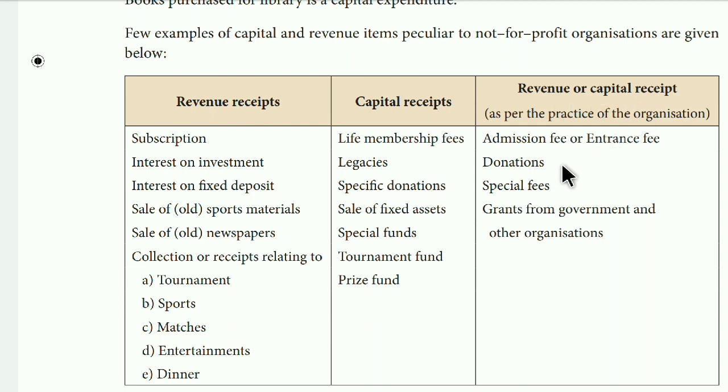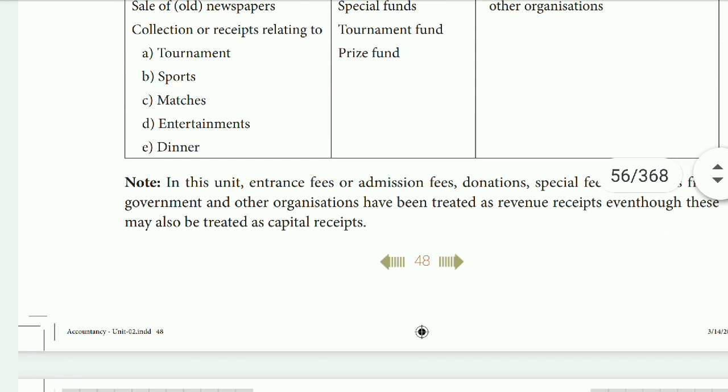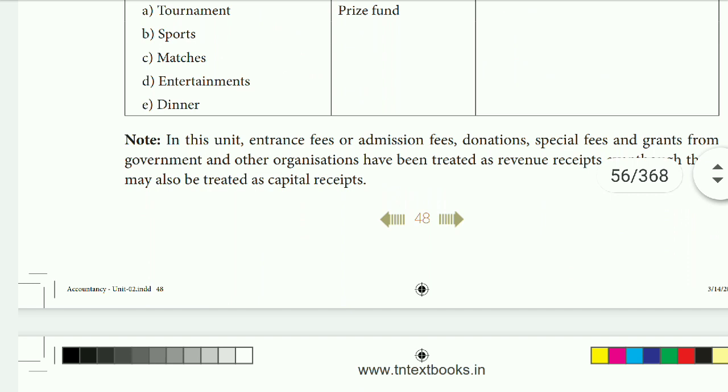Likewise, revenue or capital receipt. So all these items will come under revenue or capital receipt. So in this unit, entrance fees or admission fees, donation, special fees and grant from government and other organizations have been treated as revenue receipts, even though these may also be treated as capital receipts.